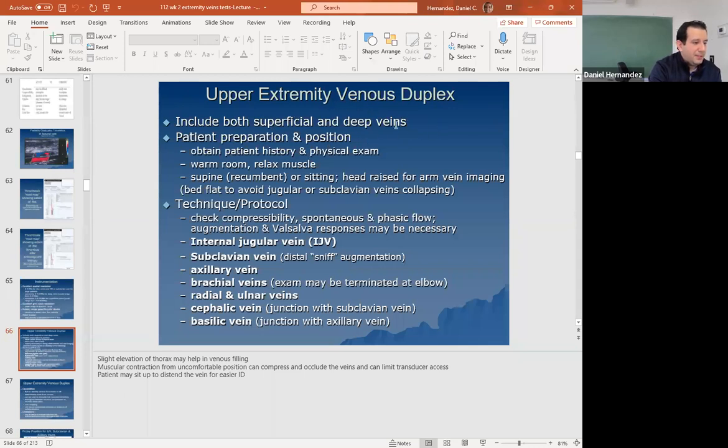So we're also going to assess the deep veins as well. With patient preparation, you're going to obtain patient history. So you're going to want to know, have you had any IVs or lines in, because they may not have them in currently. So they may have worried that that line became infected, or they're worried that the patient may have developed thrombophlebitis, and they'll preemptively remove that line.